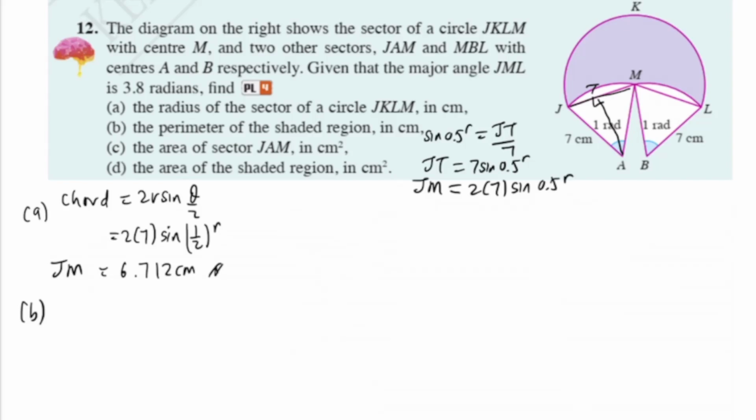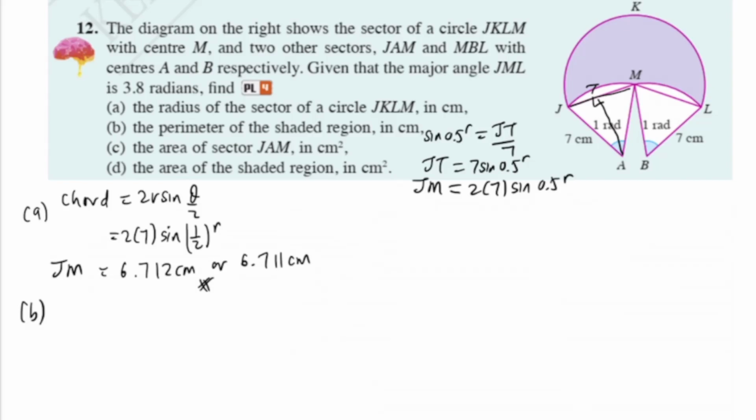By the way, just to confirm, the textbook answer has a 0.01 difference. The textbook's answer is 6.711 cm. I guess it's because they use a longer method, maybe they convert to degrees. So that's why the answer might be a little bit different compared to if you were to use this formula for chord.